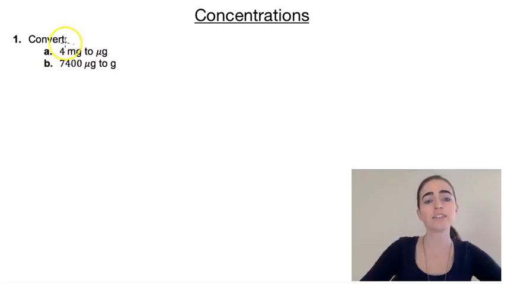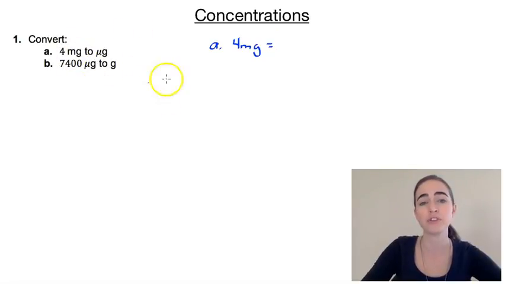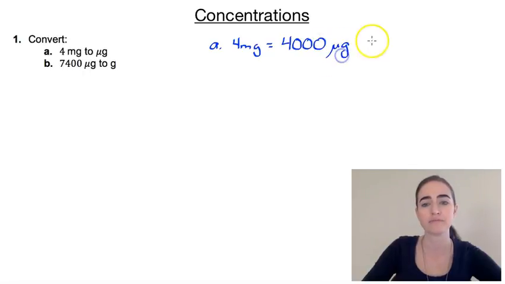Our first question asks us to convert. For part A, we're going from 4 milligrams into micrograms. So we know that there are 1,000 micrograms in 1 milligram. Because we're going from a larger unit to a smaller unit, we're going to multiply. So it would come out to be 4,000 micrograms.